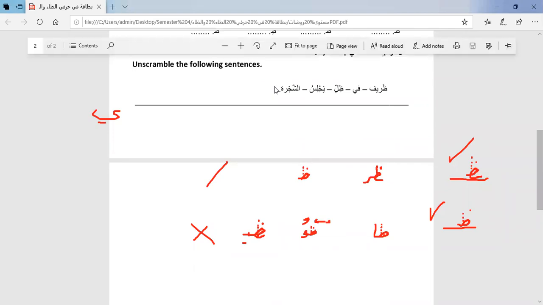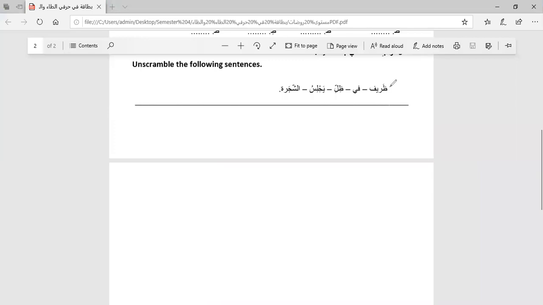The last question. Unscramble the following sentences. Let's unscramble the following sentences by reading the words. This is Zarif. Zarif is the name of a boy, okay? Name of a boy. Zarif. Let's see what Zarif is doing.